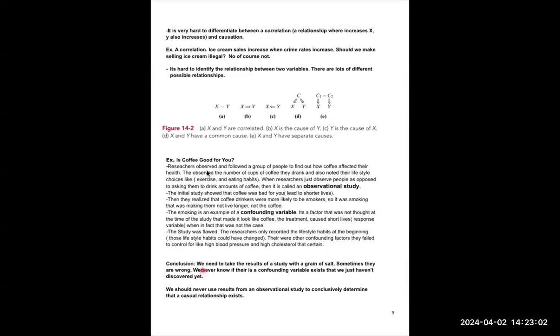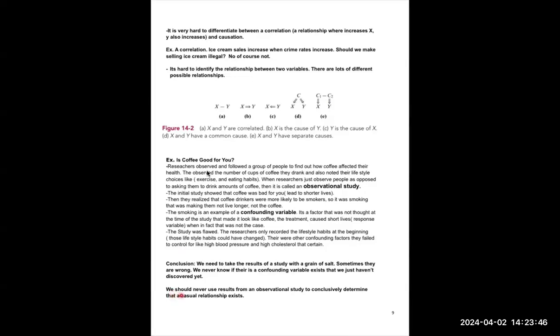So here's the conclusion I have for you. We need to take the results of a study with a grain of salt, just like I said, which means you need to question them because they may not be the end of the story, just like with the coffee story. Sometimes they are wrong. Your textbook talks about this Alar example where they were just flat out wrong and they published wrong results and they really scarred and hurt the apple industry. You can read in your textbook about it. And you never know if there's a confounding variable that exists that they didn't know about at the time of the study and that maybe still has not been discovered yet.